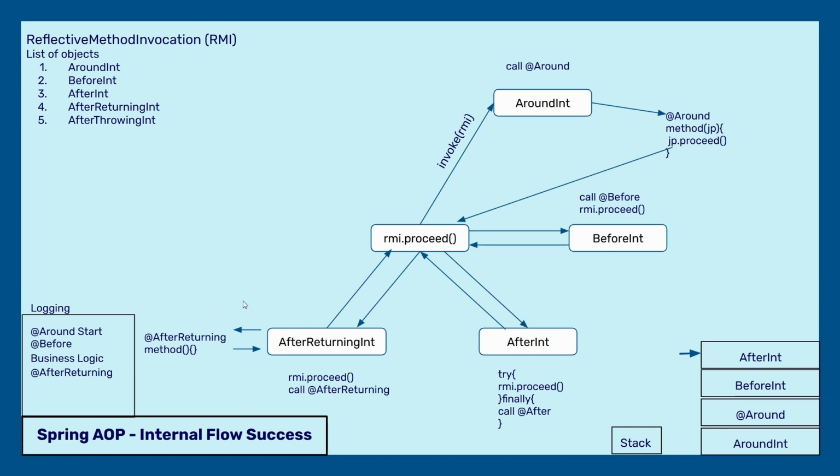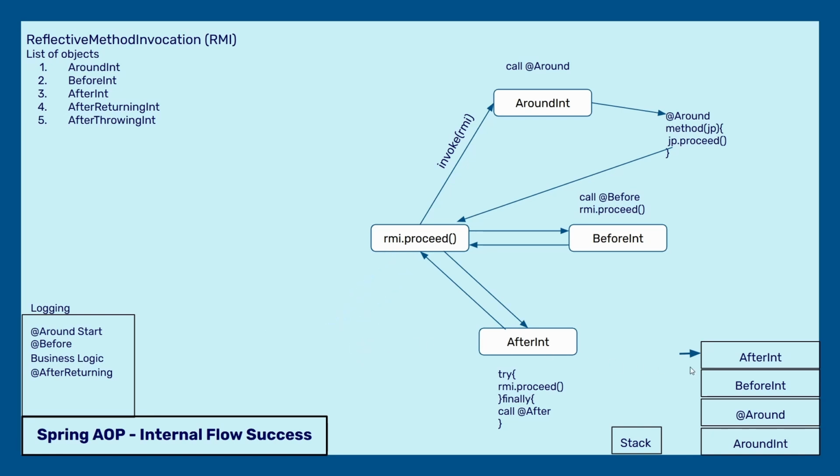And since this part is completed, let's remove this, and after the call of this after returning advice, there's nothing to be executed in the invoke method. So let's remove this as well, and the pointer goes back. Since the after returning interceptor is completed, this also goes. Then the stack has after interceptor. It pops up and points to the before interceptor.